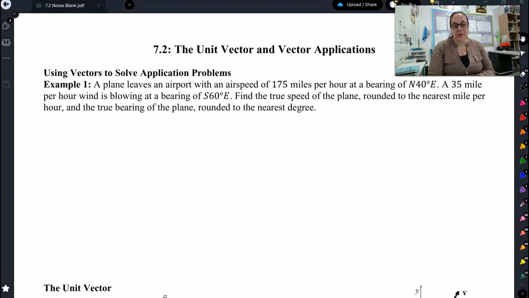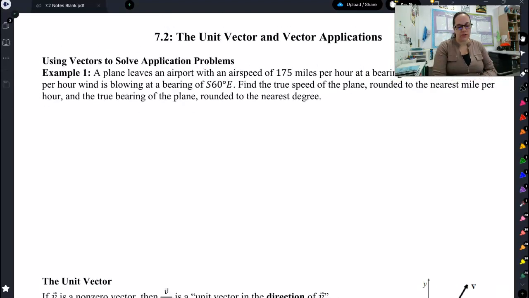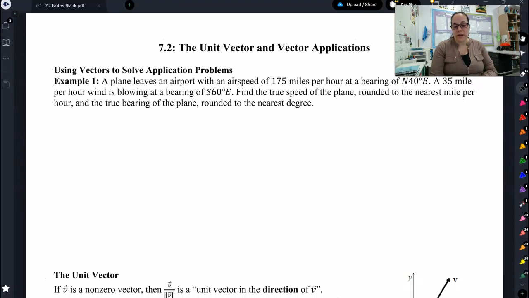Welcome to lesson 7.2. I really like this first example in this lesson because it's a really awesome application of vectors, of everything we've learned about vectors so far. Now, anytime we have an application or a story problem, we have to make sure we draw a really good picture. So let's start by drawing a picture.